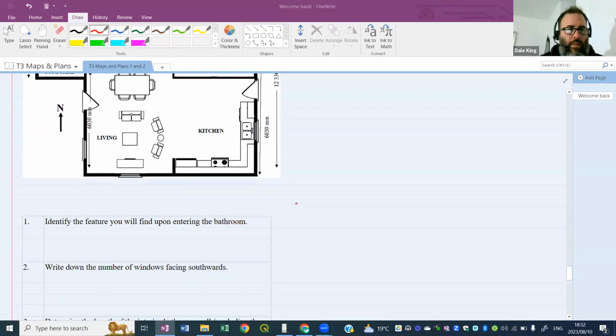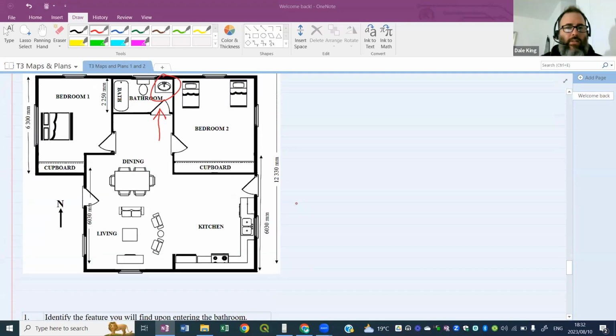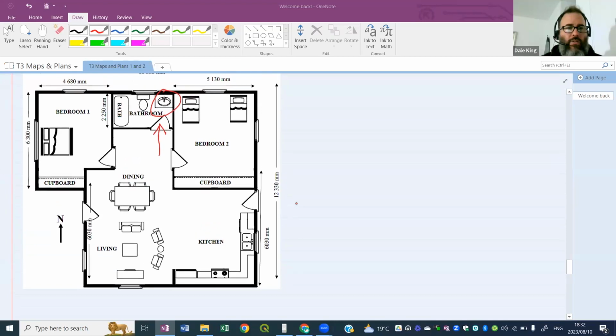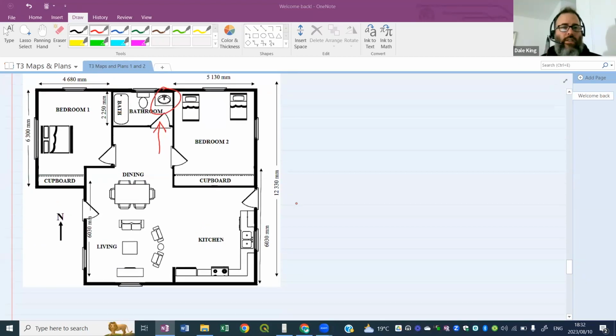Let's see the next question. Write down the number of windows facing south. Someone's going to help me here. We've got map directions now. Well, it makes absolute sense because on the left-hand side, we've got an arrow pointing north. So they want to know how many windows are facing south.